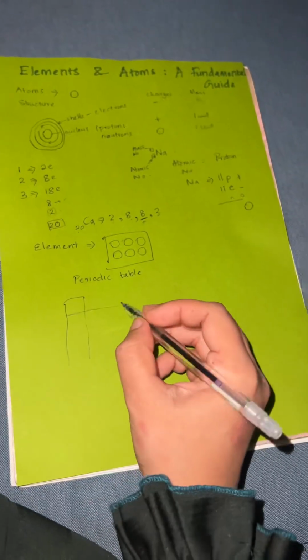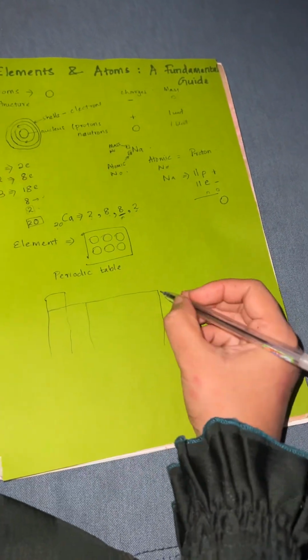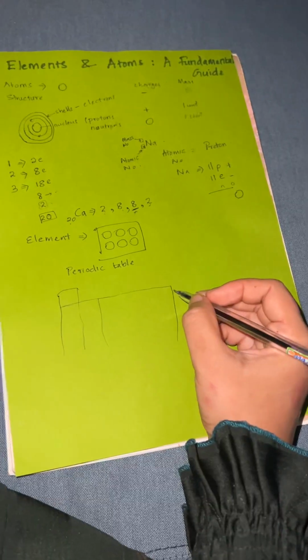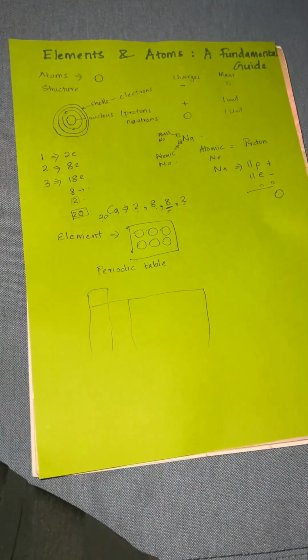So there are always groups. There are many groups in the periodic table. So the first group will be group 1.